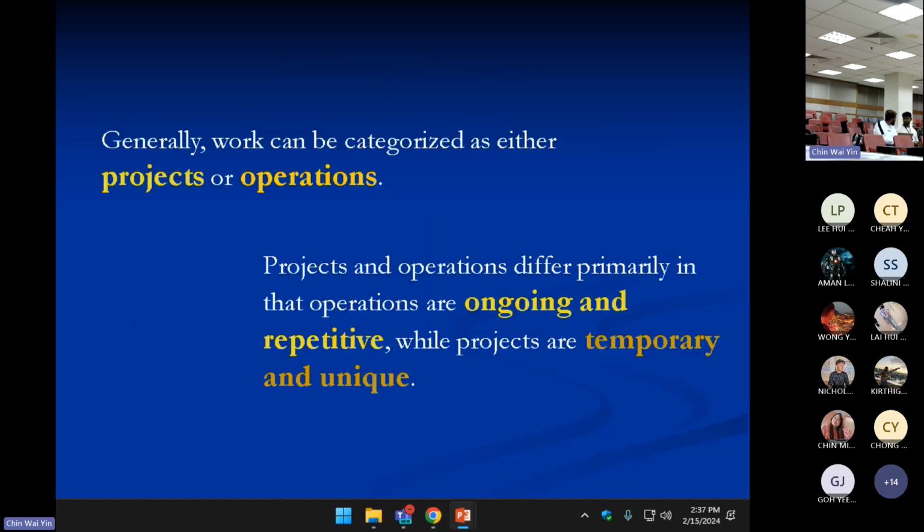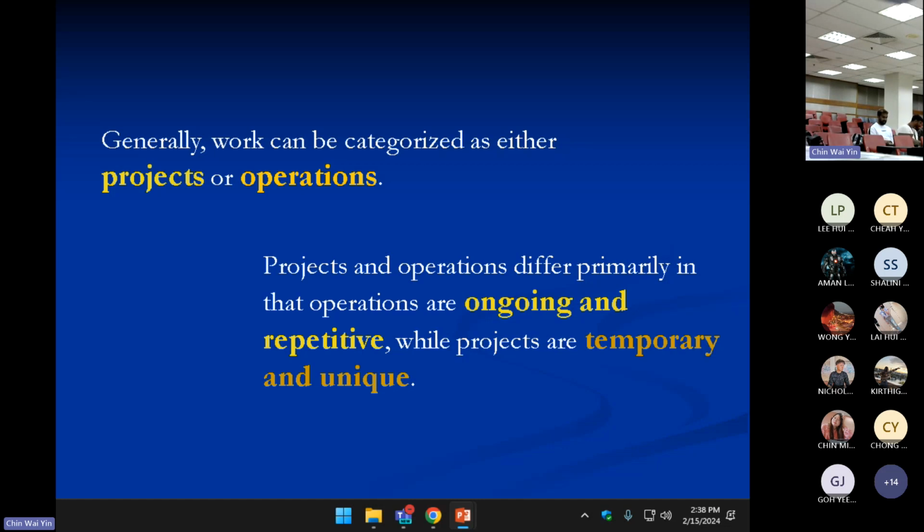So, what is project management? In any company, we can divide the work that the company performs into either projects or operations. So what's the difference and similarity? Because we want to talk about projects, we need to first differentiate between what is a project and what is an operation. So projects and operations are different. Let's look at the differences.